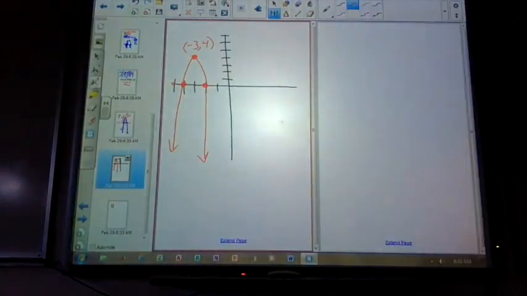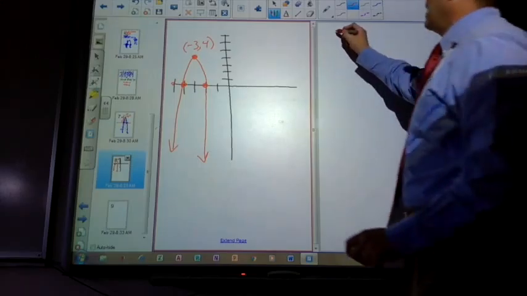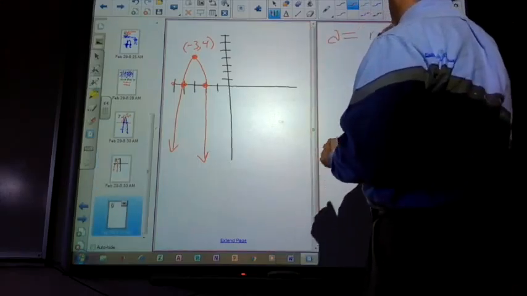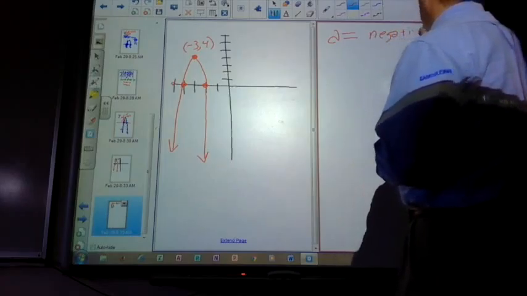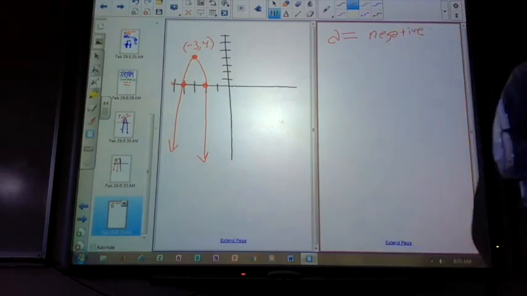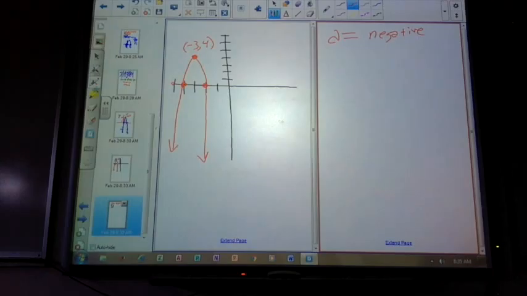So what value is negative in our standard form? A. A is a negative value. Do I know exactly what A is equal to at this point? No, but I know it's negative, and the reason I know it's negative is because the parabola opens downward. A is the only value of the whole parabola that's going to tell you whether it opens up or down. None of the other values, being positive or negative, are going to tell you. So just looking at this problem, I know that my A value has to be negative. And again, I don't know exactly what it is, but it's going to happen.